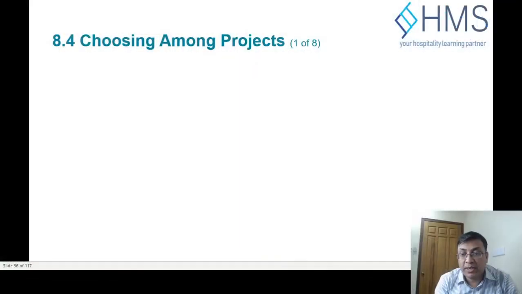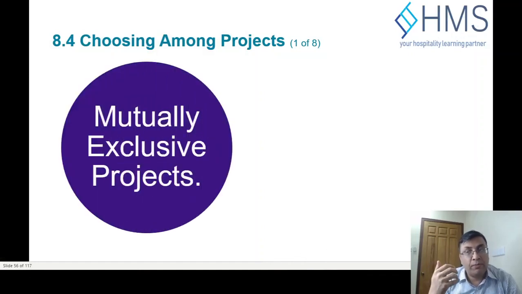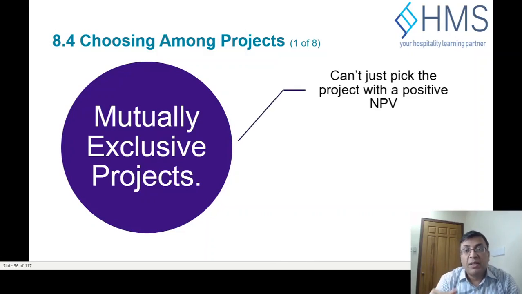But how do we choose between two different projects, which may be different in size or different in nature? For that, we're going to use a couple of examples to explain how we choose between two different projects. Choosing between two different projects means the projects need to be mutually exclusive, right? You cannot just pick the project with the positive NPV because the projects are mutually exclusive. They are not related to each other.